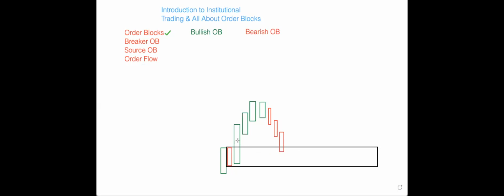So when it touches this order block again, it means this is an opportunity to buy, because there are many orders from the big banks moving the market placed here. So this is going to be the best opportunity to buy back the market.